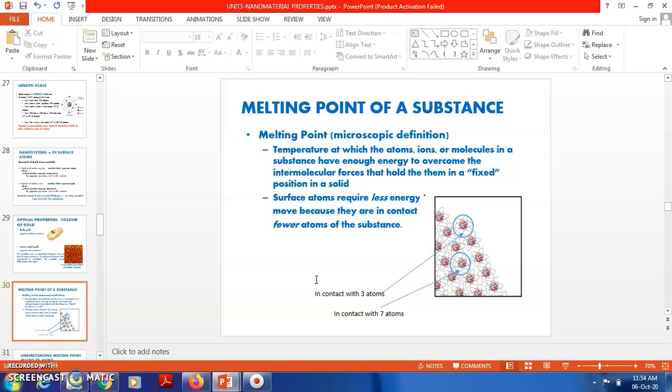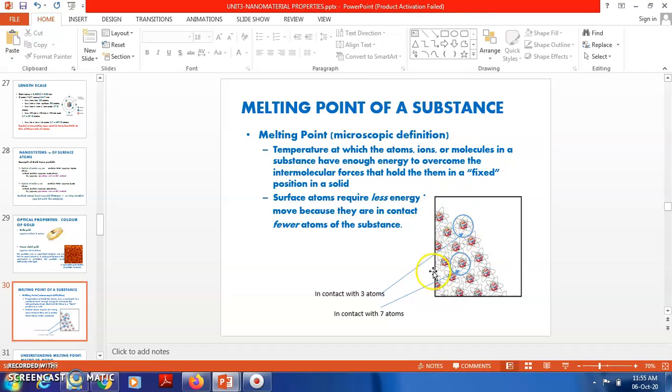Next, the melting point of a substance. The melting point is the temperature at which the atoms, ions, or molecules in a substance have enough energy to overcome the intermolecular forces that hold them in a fixed position in a solid. Okay, this is the important point.